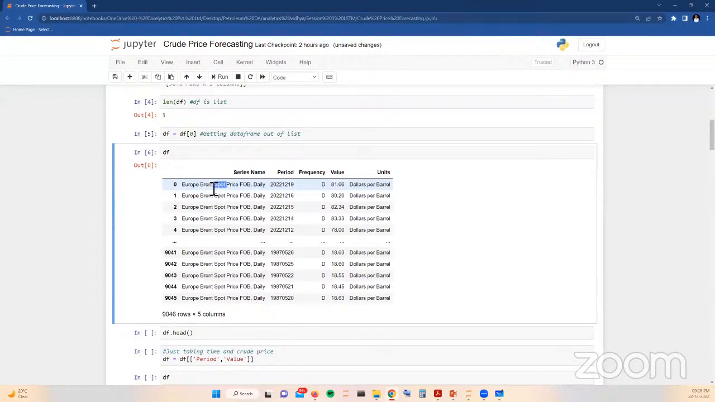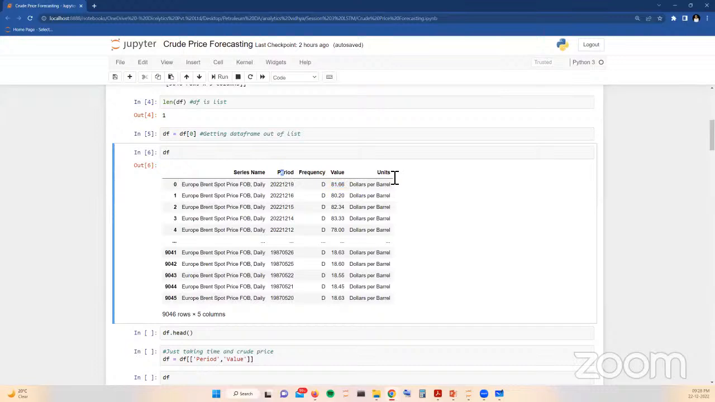Here it's mentioning Brent crude. This is basically my time step, representing that the data is for 19th December 2022. The frequency is daily, so per day data has been taken into account, and this is the price of one barrel of Brent crude oil on that particular day. It was around $81.